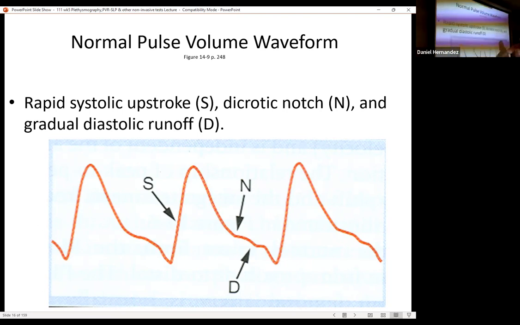That dicrotic notch is one of the first things that we're going to lose in patients that have peripheral arterial disease. It represents the separation between systole and diastole. And then we should also see a nice gradual diastolic runoff as well. Wait, what did you say you're looking for in the dicrotic notch? So this notch, this bending backwards, we'll lose this and it'll start becoming flat or even kind of bow out a little bit. Once we start losing that dicrotic notch, that's one of the early signs of peripheral arterial disease. So that's one of the first things that we're going to lose.